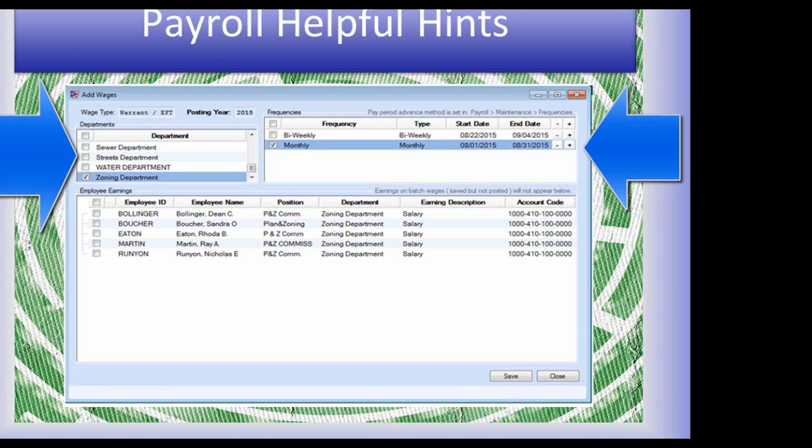For example, when it's time to record wages for the Planning and Zoning Commission board members who are only paid monthly, it is best to select only the zoning department and monthly pay frequency because this limits the employees appearing in the employee earning box to just the board members you want to pay. If we had selected all departments and all frequencies, we would have to manually search through all of the employees of the entity and check only the Planning and Zoning Commission board members to add wages for.